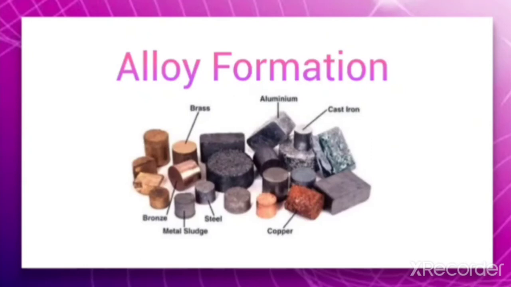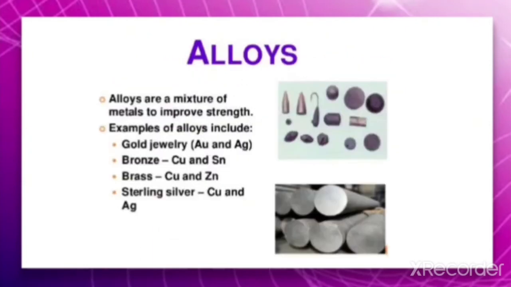Next property, that is alloy formation. Alloys are mixtures of metals to improve the strength. In our day-to-day life, we come across various types of alloys, like bronze and even steel. These are actually mixtures of metals made in order to improve their properties. So we mix different metals to form alloys.